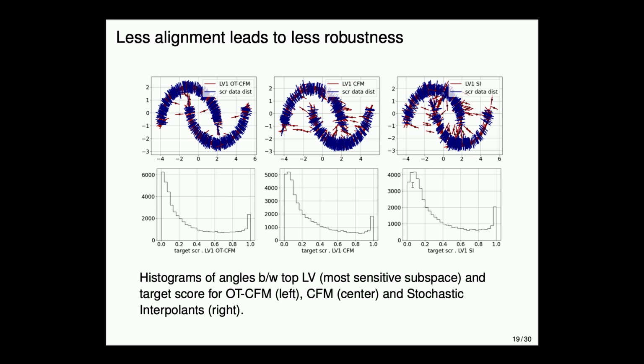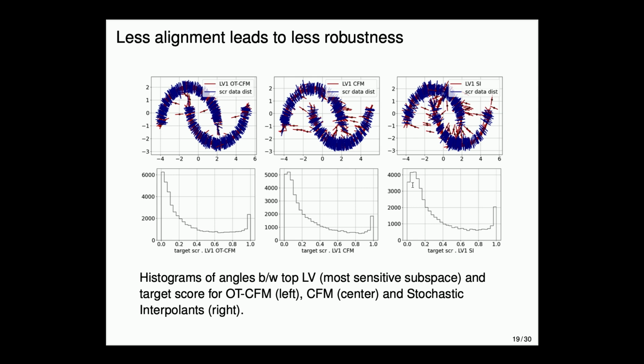Here is the last picture I will show you about this. I have 3 different algorithms: optimal transport conditional flow matching, stochastic interpolants. Okay? So 3 different ideas for generative models. On the top picture you see in red the top Lyapunov vector, the most sensitive direction, in blue the score. Okay. Of course, you can't see the orthogonality as much here. So, I am showing you a histogram of the angles between the score and the E.